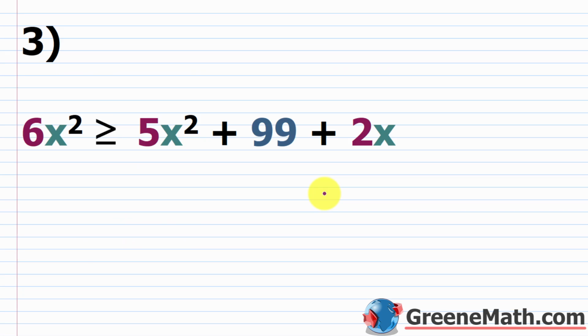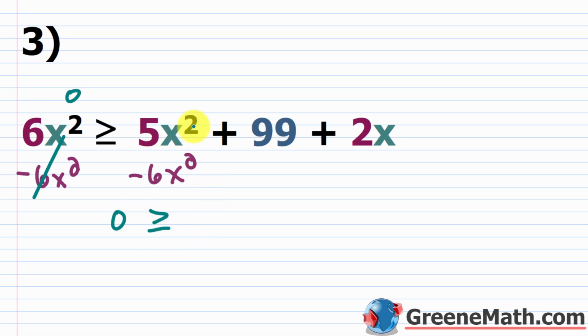All right, let's take a look at problem number 3 now. So we have 6x squared is greater than or equal to 5x squared plus 99 plus 2x. All right, so let's clean this up a little bit. What I'm going to do is subtract 6x squared away from each side of the inequality. Let's cancel this away and put 0 over here. So we'll have 0 is greater than or equal to 5x squared minus 6x squared, which is going to give me -x squared. Then you have plus, we're going to write the 2x next, and then plus 99.